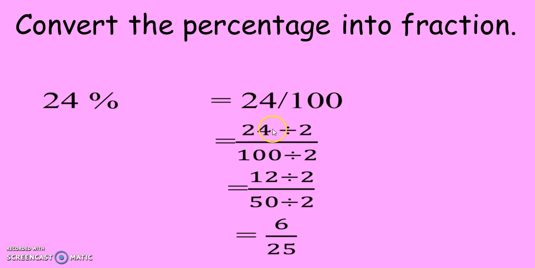Now, as you can see, on the ones place both the digits are even. It means both of them are divisible by 2. Divide it. Its answer is 12 over 50. Again, both the digits at the ones place are divisible by 2. So again divide it by 2 and its answer becomes 6 over 25.